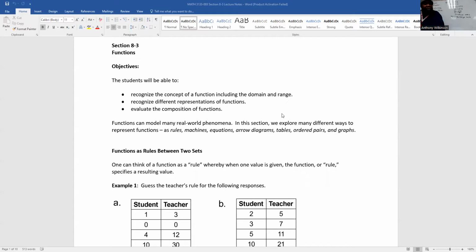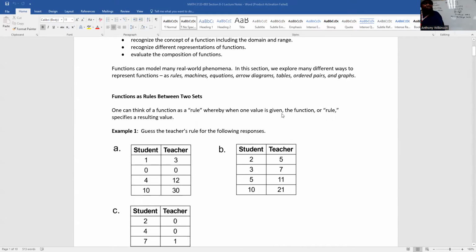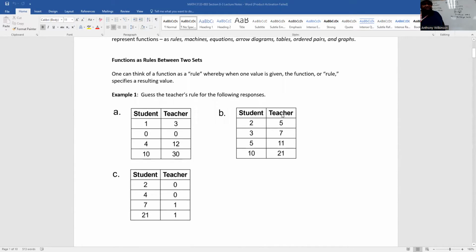First we'll look at a rule between 2 sets. Now, one person can think of a function as a rule whereby when one value is given, the function or the rule specifies a resulting value. So like in this example here, example 1 that I have. What would be the rule for the following responses, like in part A?